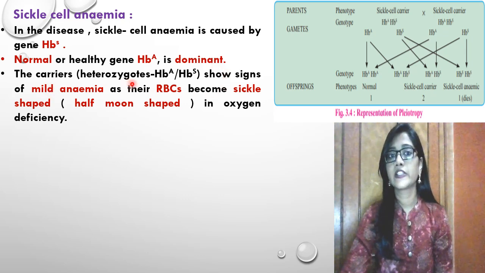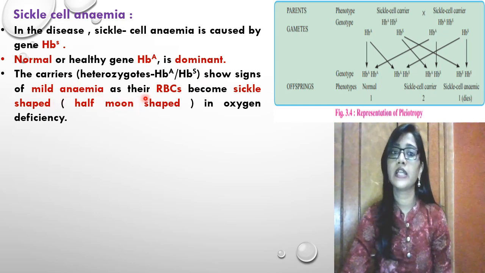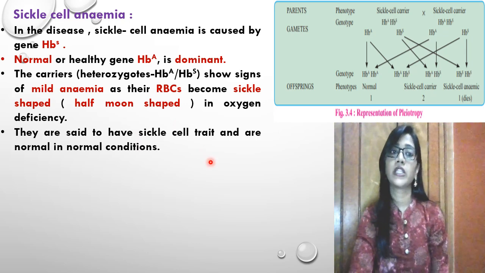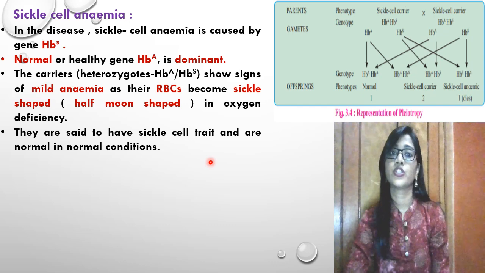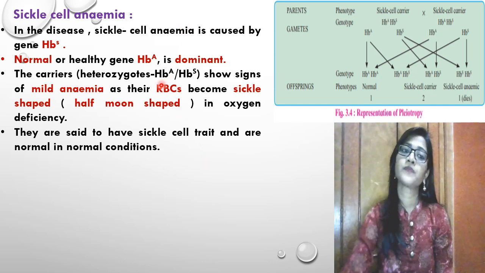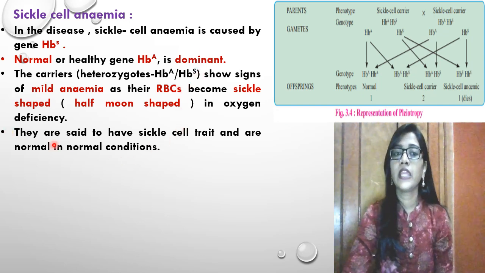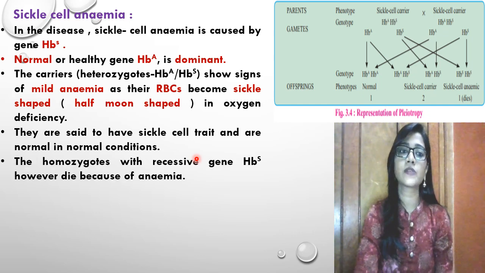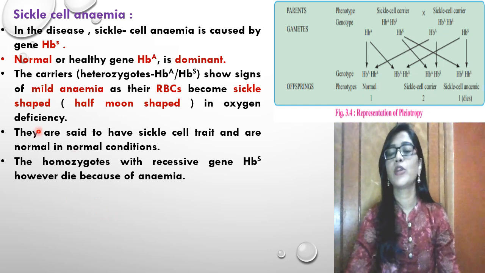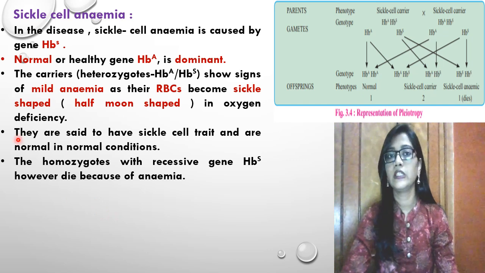And the carriers, that is heterozygotes, HBA and HBS, they show signs of mild anemia as their RBCs become sickle-shaped, half-moon shaped structures, and they have oxygen deficiency, but they don't get affected. They are just the carriers if they are having HBA and HBS type of genes. Okay, they are said to have sickle cell trait and are normal in normal conditions. The homozygotes with the recessive gene, that is HBS, however, die because of the anemia as it is very lethal.